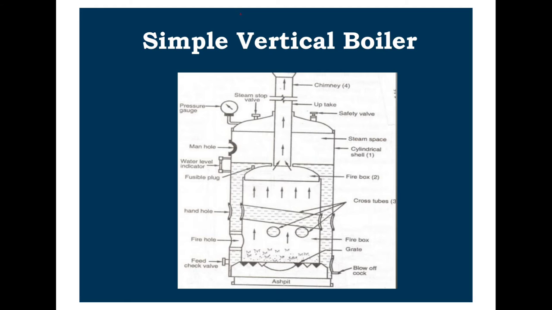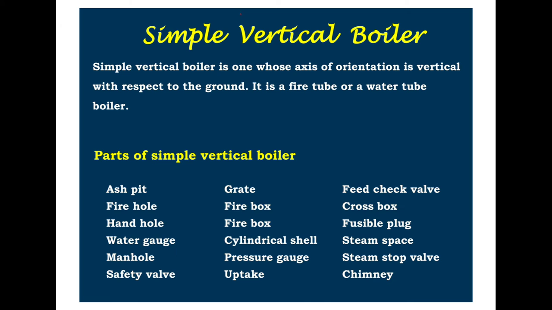After creating the fire, the flue gas will enter the cross tube area. After that, the flue gas will enter the chimney through the steam space. While passing, the flue gas carries the heat and transfers it into steam energy through the water. The simple vertical boiler is one whose axis of orientation is vertical with respect to the ground. It is majorly a fire tube or a water tube boiler. We have already discussed the parts of the simple vertical boiler.